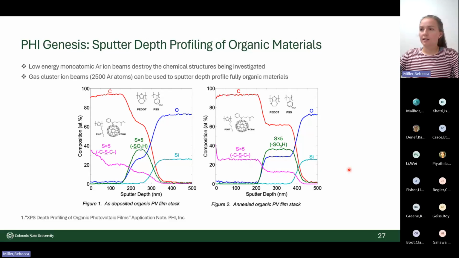And then lastly, here's an example of some sputtering of organic PV materials, I believe. And these are just two different conditions for that sample. But yeah, this required using these gas cluster ion beams because the monoatomic argon ions would have completely destroyed the chemistry of what they were trying to analyze.